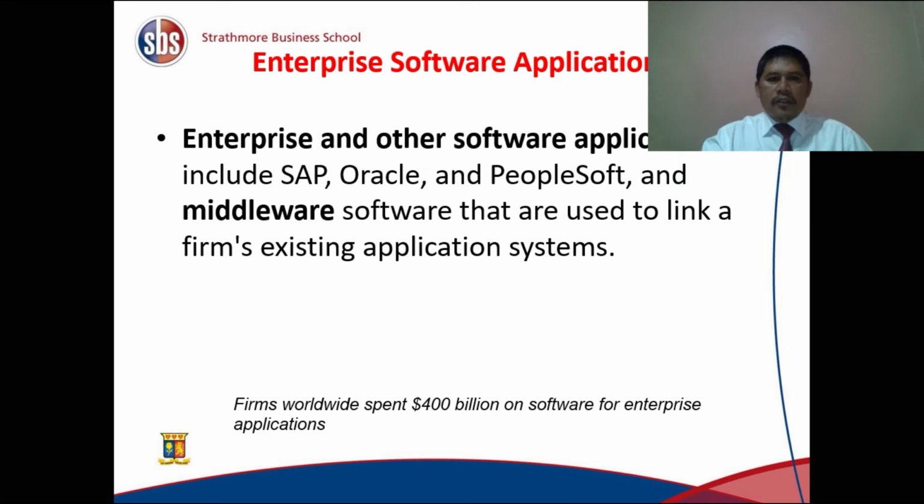The next component of IT infrastructure is, of course, enterprise software applications. So enterprise and other software applications include SAP, Oracle, PeopleSoft, Navision, and other middleware software that are used to link a company's existing application systems. It actually integrates many different functions like HR, manufacturing, sales, customer service and finance. So these are enterprise applications. Companies worldwide spend about $400 billion on software for enterprise applications. Again, it's a big industry.